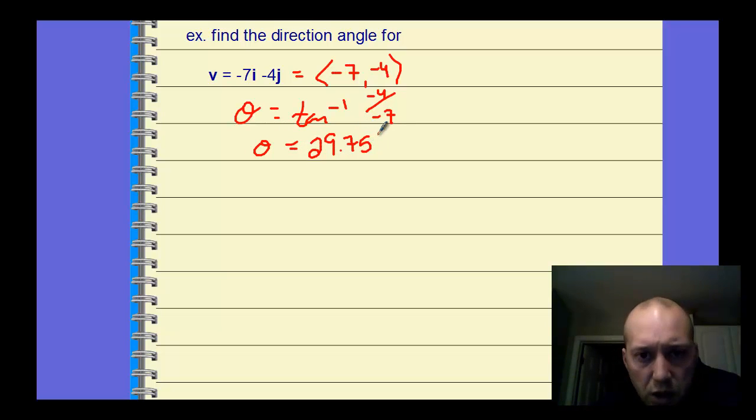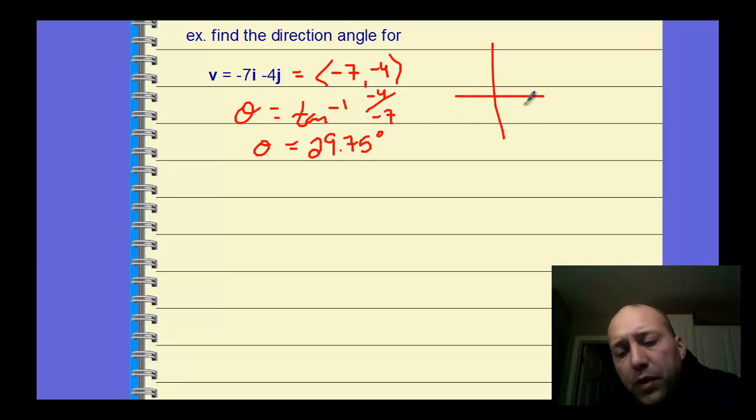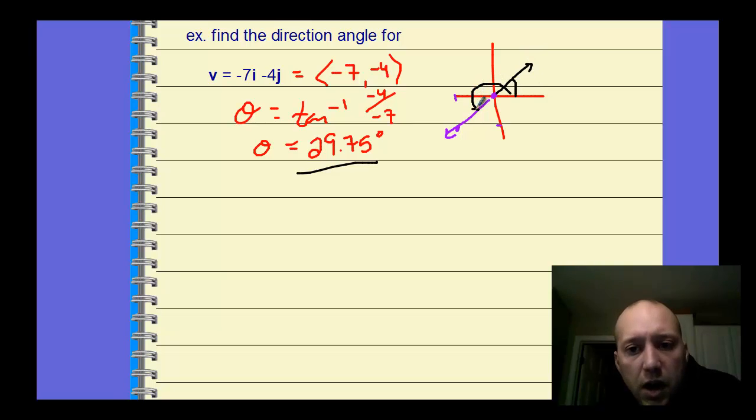29.75, but there's an issue with this degree. If we look, we really have to think about the problems and where we're at. -7, -4 from standard position, so -7, -4 would be down here like this. If we apply our theta value of 29.75, it is only up here, and so that's not right. We need this angle, and so we actually have to do the 180 plus the 29, so we have to add 180 degrees to find the actual theta for this vector.